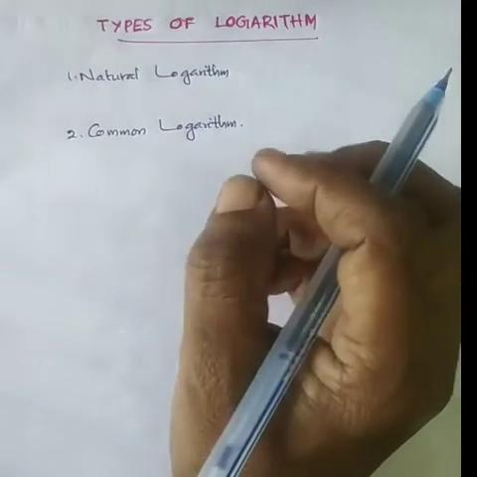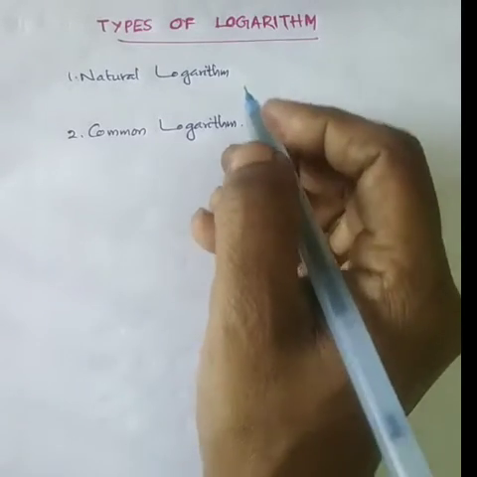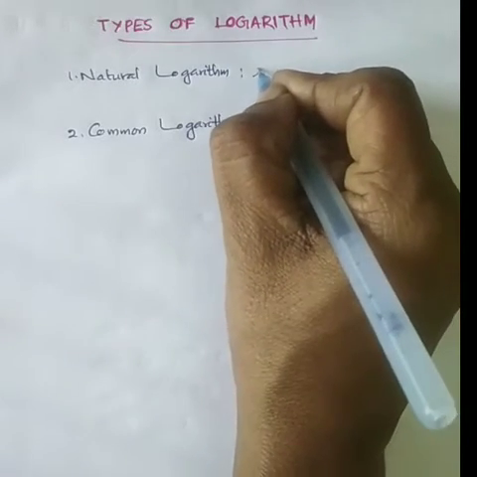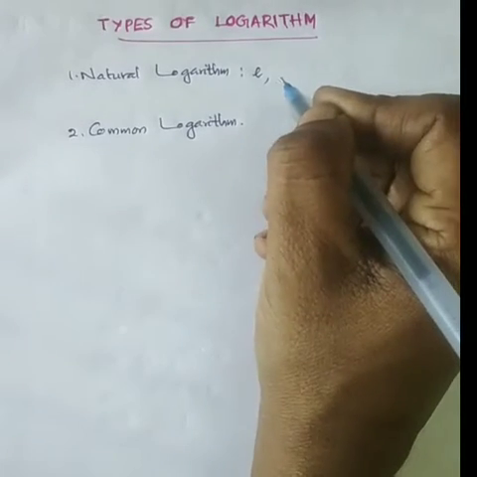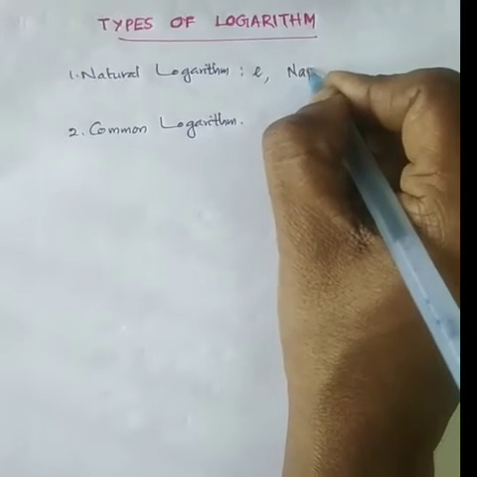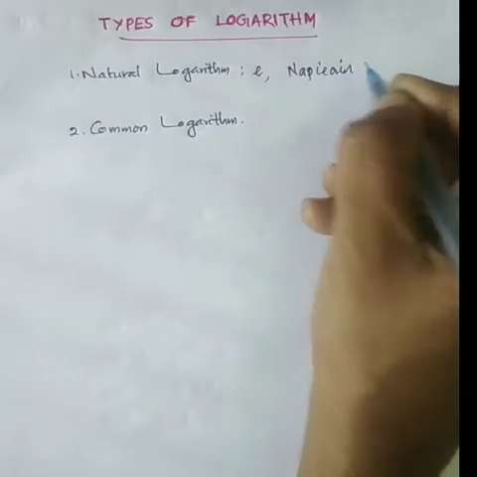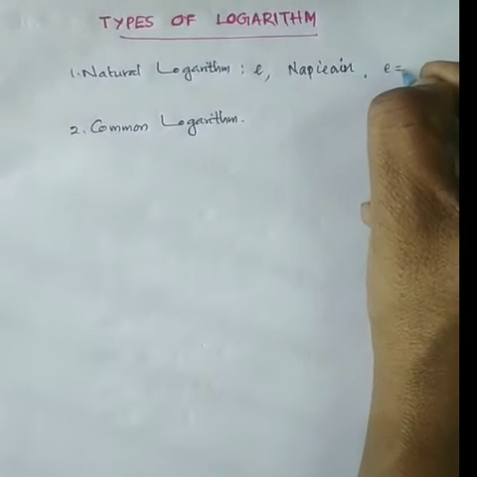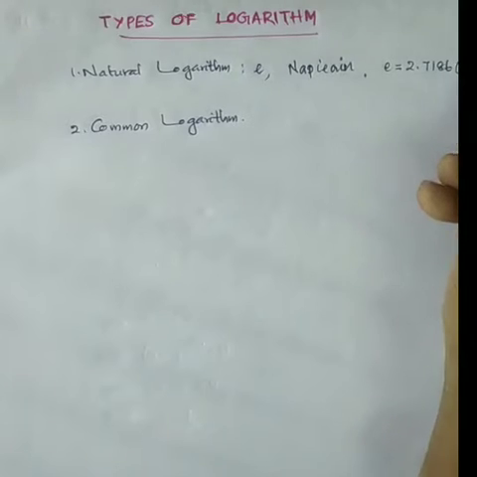The logarithm of a number to the base e is called natural logarithm, and it is also called the Napier logarithm. And the value of e is approximately 2.7186. Okay.